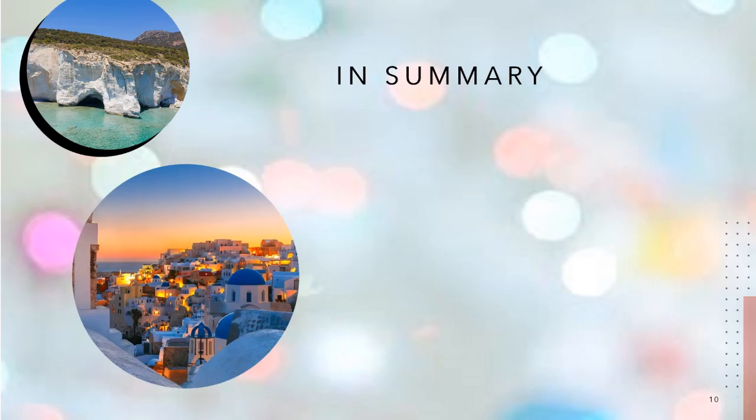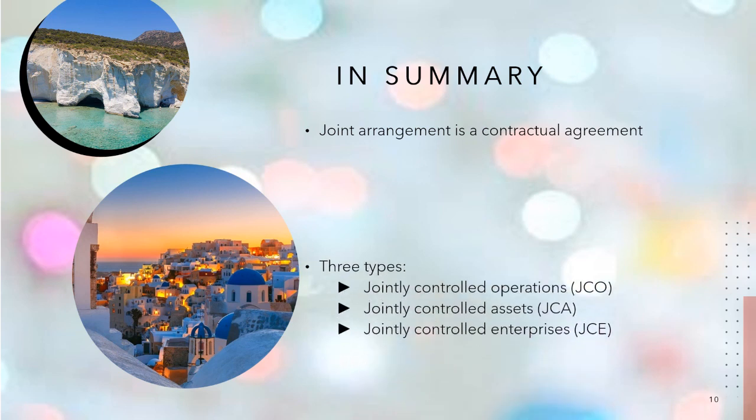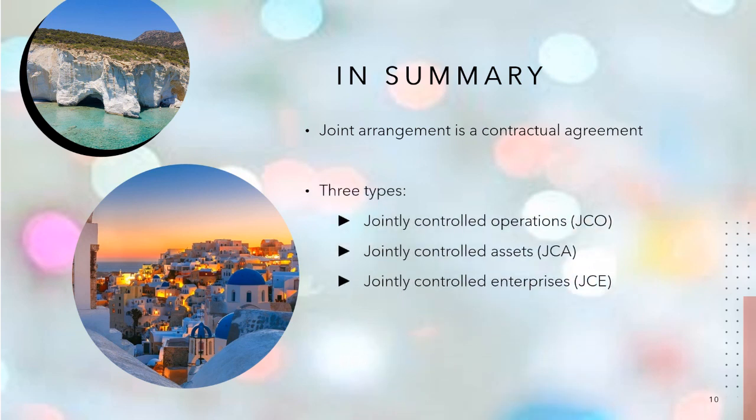In summary, a joint arrangement is a contractual agreement whereby two or more investors jointly control the economic activity. There are three types: jointly controlled operations, JCO, jointly controlled assets, JCA, and jointly controlled enterprises, JCE. Consider classification criteria to see whether it's a JCO, JCA, or JCE.